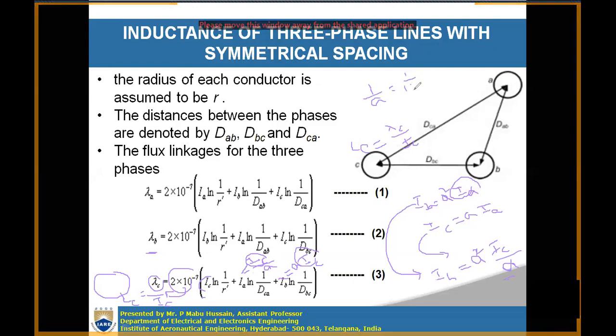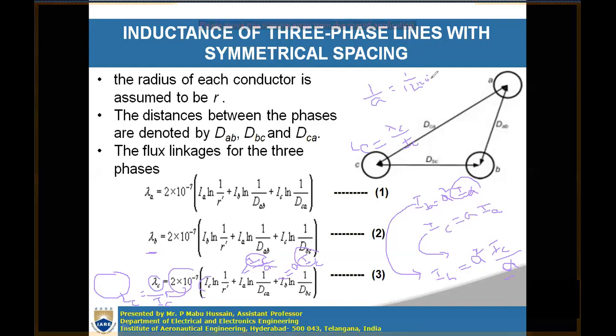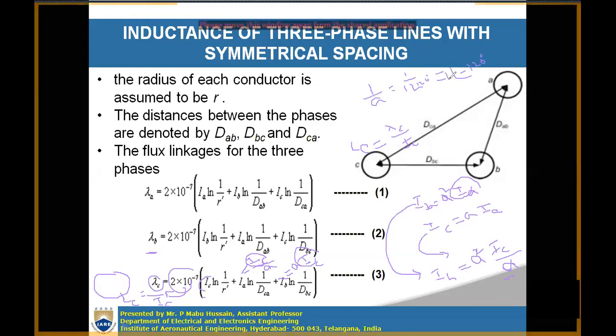So 1 by A is nothing but 1 by 1 at an angle 120 degrees, which is equal to 1 at an angle minus 120 degrees. 1 at an angle minus 120 degrees is the same as 1 at an angle 240 degrees, which is equal to A square as per our assumption. That means 1 by A can be written as A square.